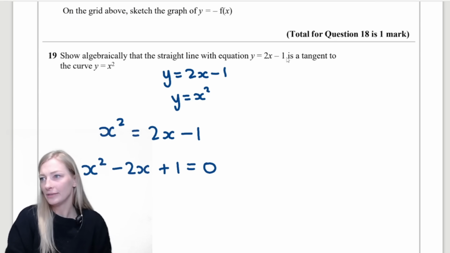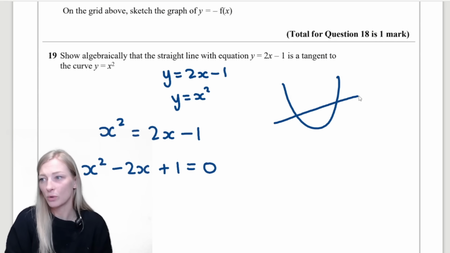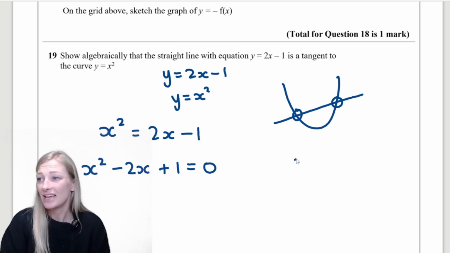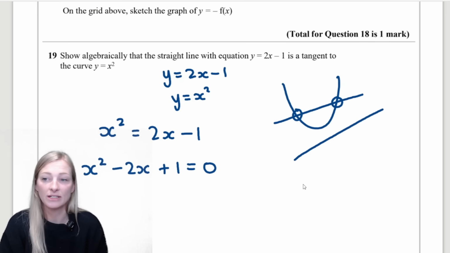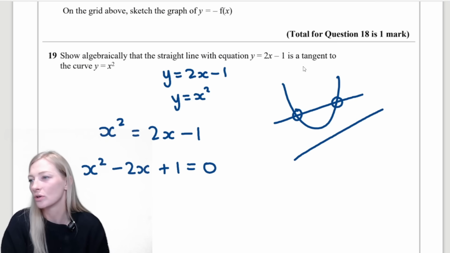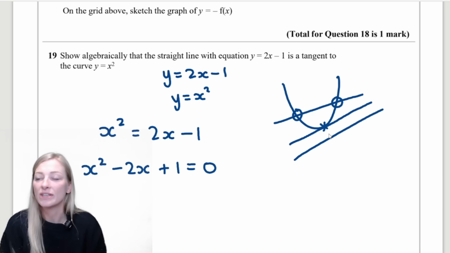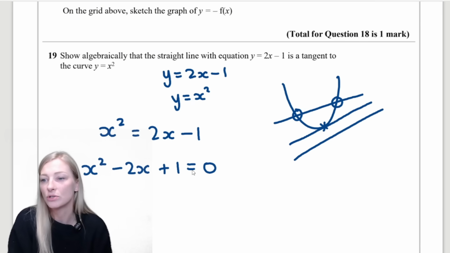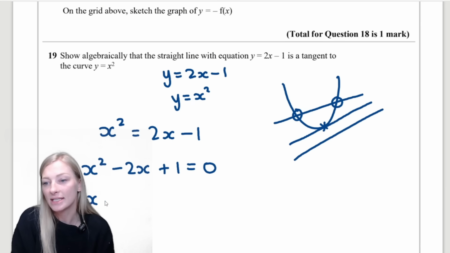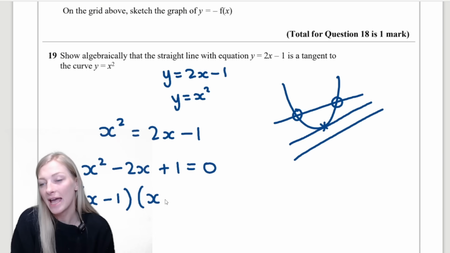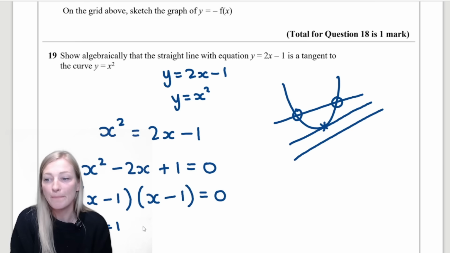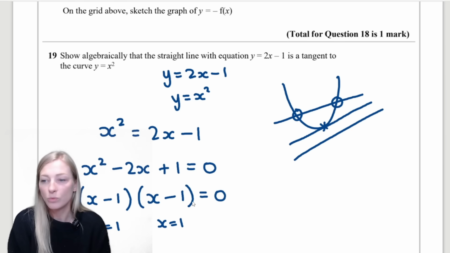If a line goes through a quadratic, you will end up with 2 different solutions. If it doesn't cross the quadratic, you will end up with no solutions and we won't be able to solve it. If it's a tangent, it's just going to touch and carry on. And in that situation, there will only be one solution. And actually, if you notice, this factorizes to be x minus 1 squared, and x equals 1 in both cases. So there is only one solution.